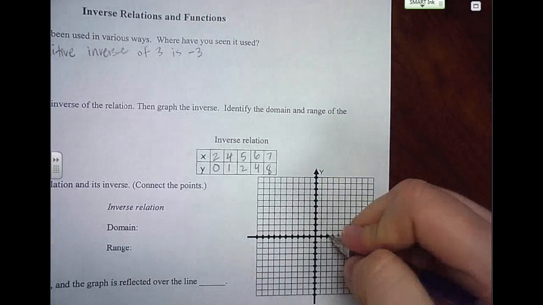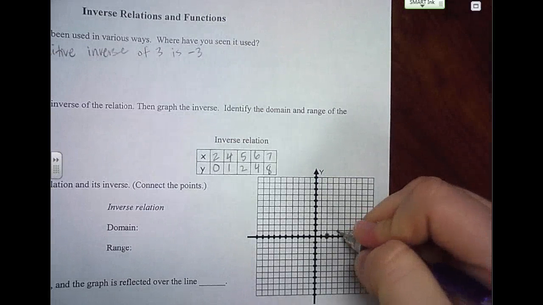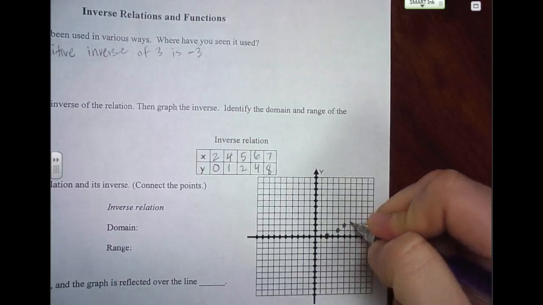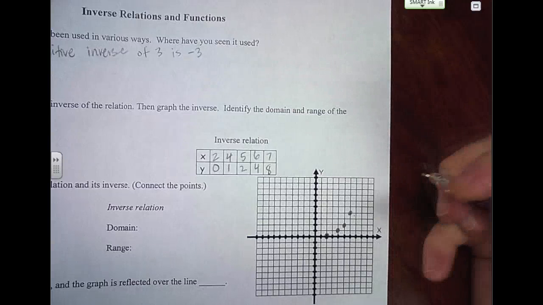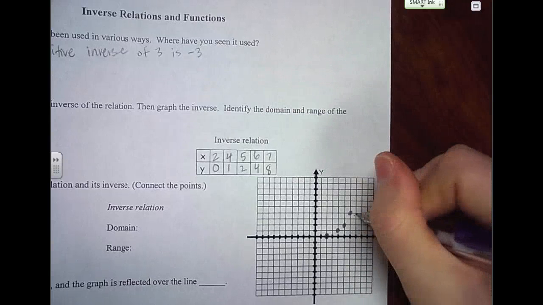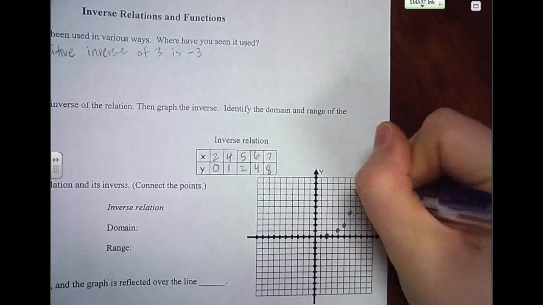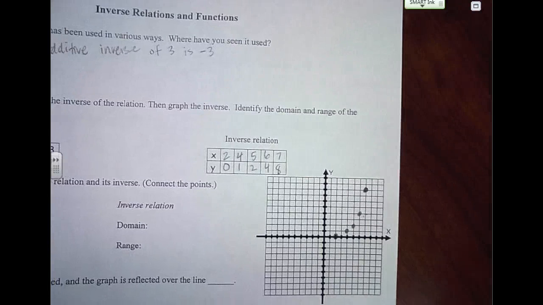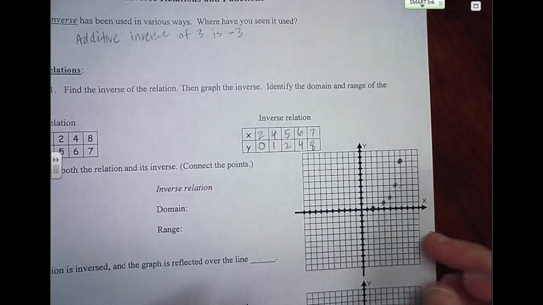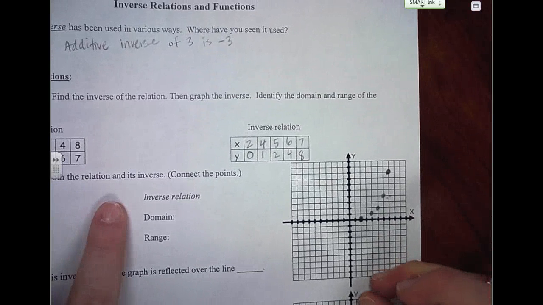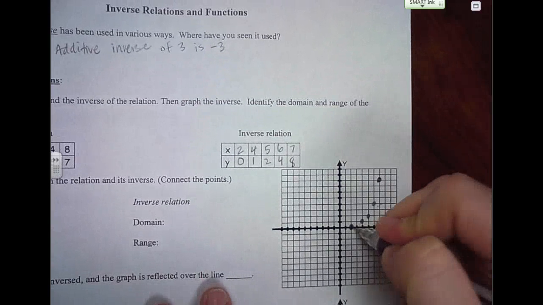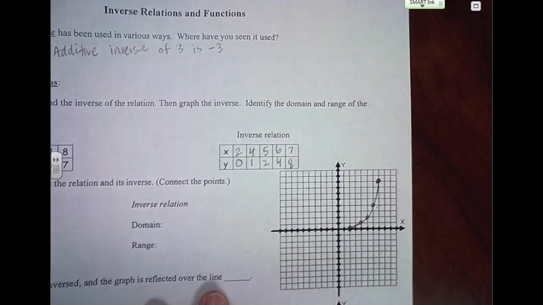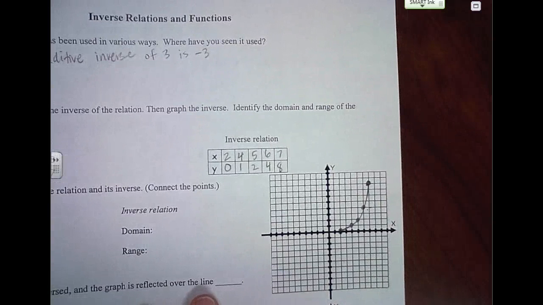So 2, 0, 4, 1, 5, 2, 6, 4, and 7, 8. Okay, so there's the inverse. Now this says graph both the relation and its inverse and connect the points. So here's the inverse that I just did. I'll do the relation in a different color.